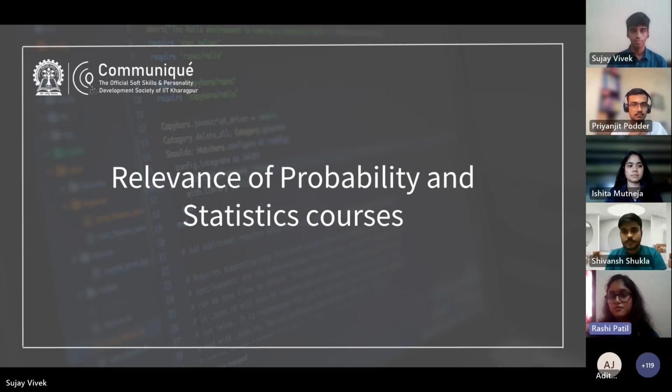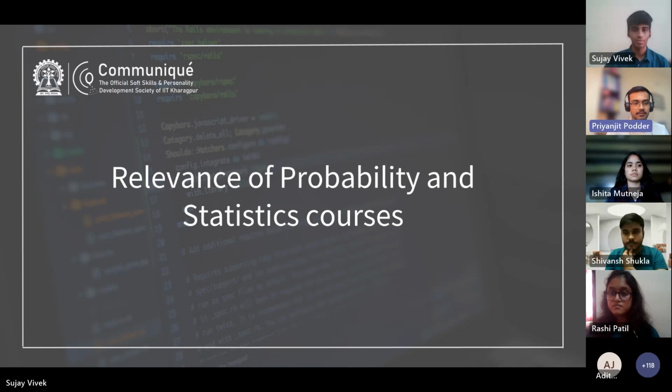For HFTs, I don't have that idea. But for quant companies, they don't ask very hard probability. Normal medium probability should do. So maybe the course you had in your first or second year, I guess we have a probability course, that course should be enough. Revising that course could be enough. Thank you, Rashi. Priyanjit, would you like to add on?